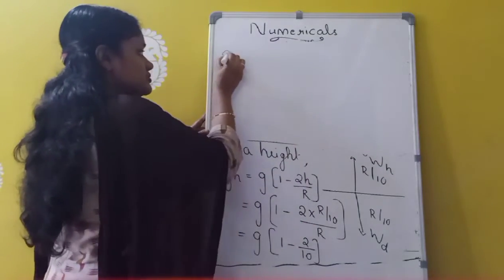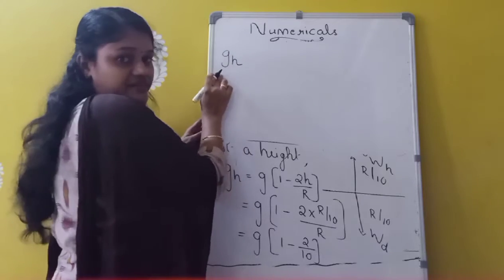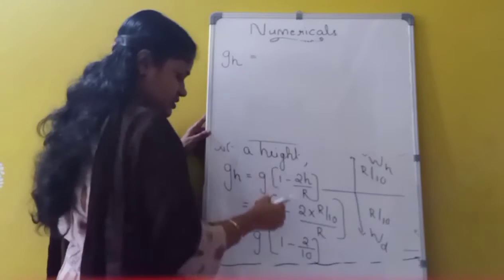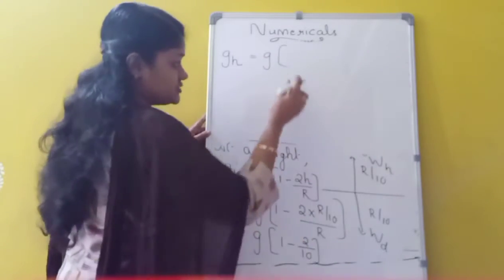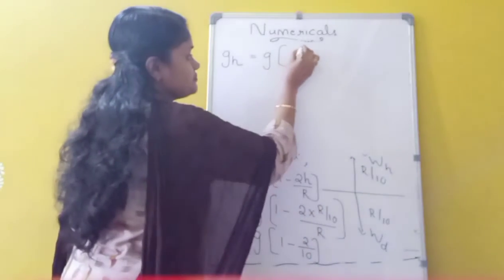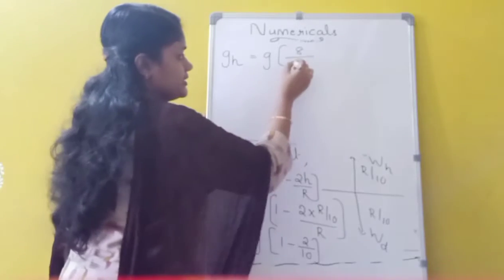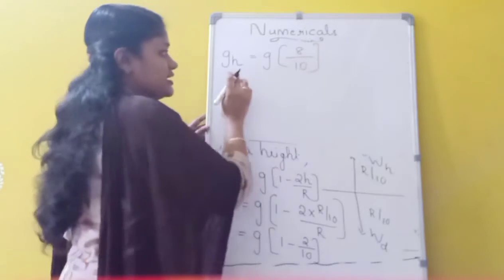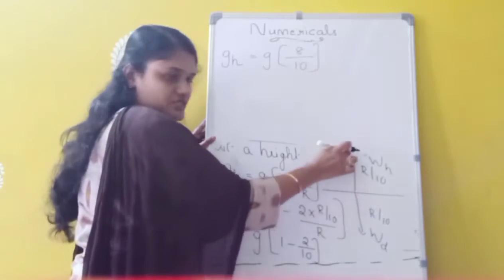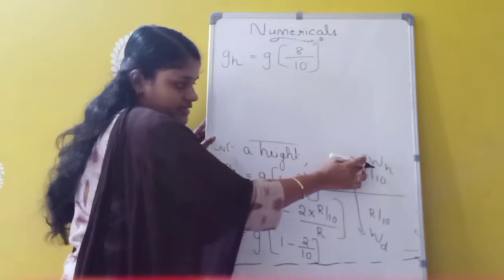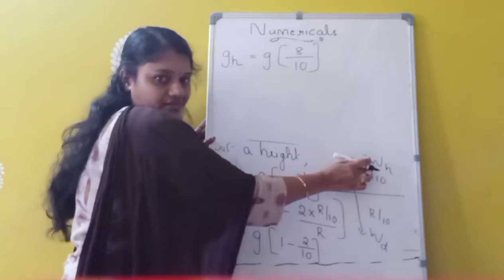So g_h, that is acceleration due to gravity at a height, is given as g into, cross multiplying, 10 minus 2. 10 minus 2 is 8, so 8 by 10. So this is the acceleration due to gravity at a height R by 10 from the surface of the earth. Now what we have to find out? We have to find the weight of the object at this height.